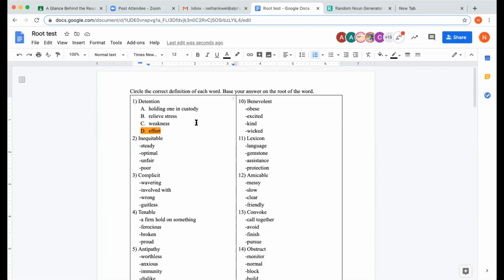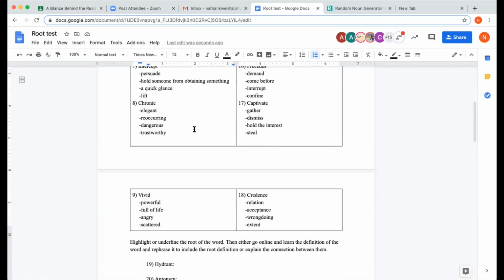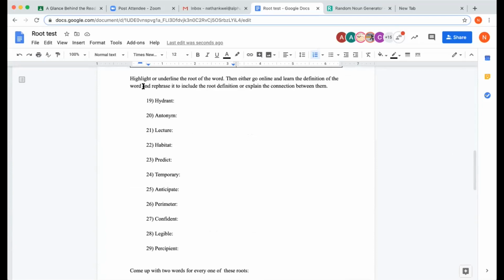And just learn from it. Figure out what the root actually means and figure out what the actual definition of the word is, and from there, just keep on going. This next section of the test is I want you guys to find the root of these words and underline them or highlight them. Or if you're working on paper, just write them out.